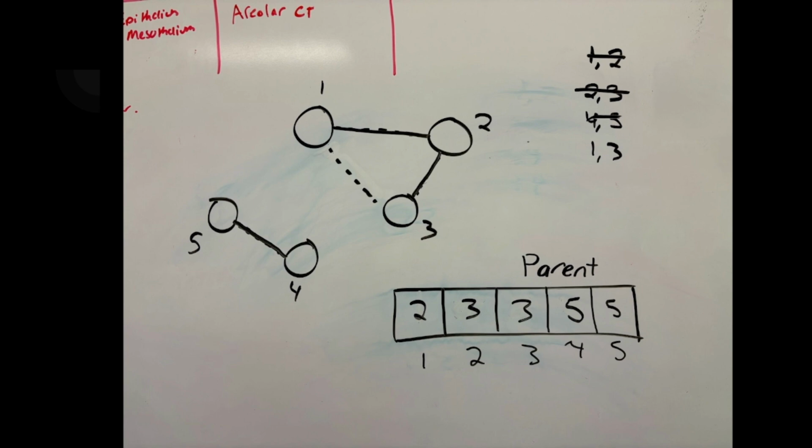And now this last one is the only one that doesn't get added because when you go to 1, 3, you go and you check the root of 1. So 1 has the root, which is 1 to 2, 2 to 3, and 3 to 3. So since 1 is already connected to 3, this is not added at all.